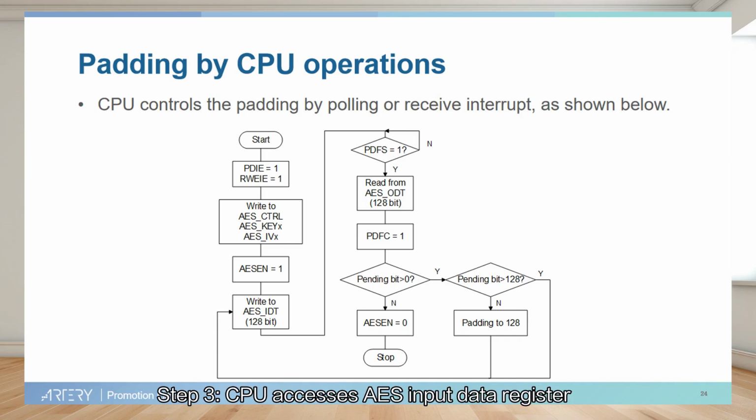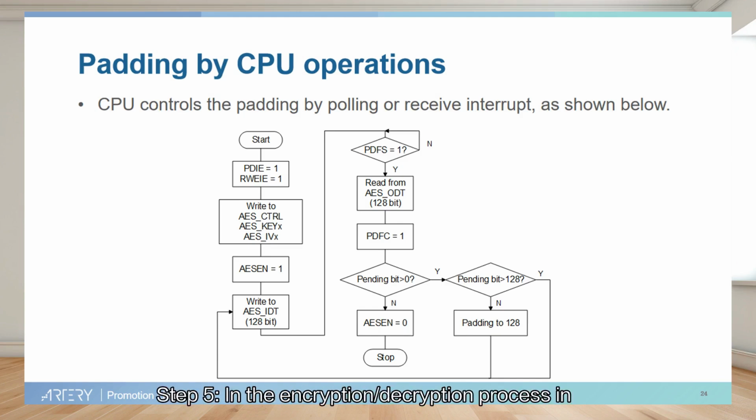Step 3. CPU accesses the AES input data register AES_IDT four times and inputs a data block in order. Step 4. Wait until the AES encrypt or decrypt core unit completes computation, depending on the control process. For padding control with polling flag bit, CPU accesses the AES_STS register repeatedly until the PDFS bit is set. For padding control with interrupt, after an interrupt is received, CPU accesses the AES_STS register to confirm that the PDFS bit is set.